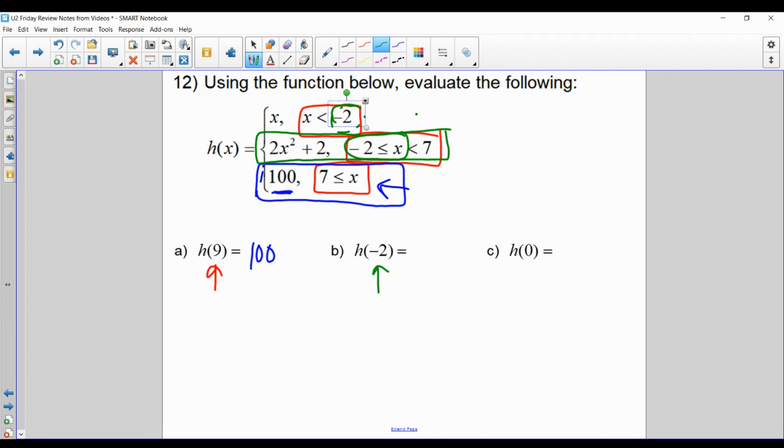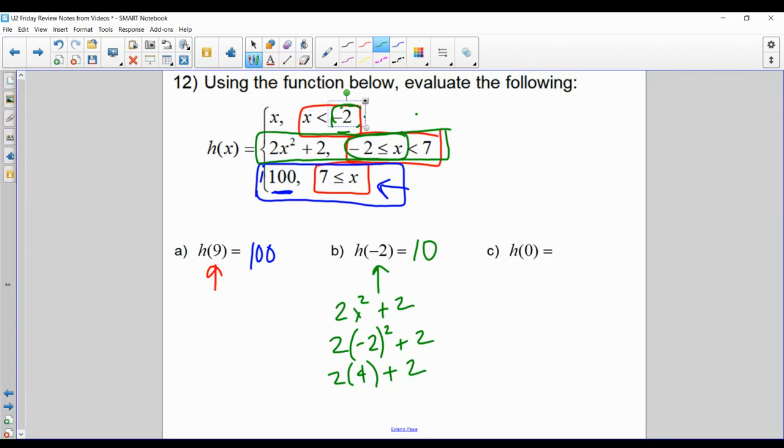So I'm going to evaluate 2x squared plus 2 at -2. So I'm doing 2 times -2 squared plus 2. So -2 squared is 4. So I've got 2 times 4 plus 2. So I've got 8 plus 2. So my answer would be 10.